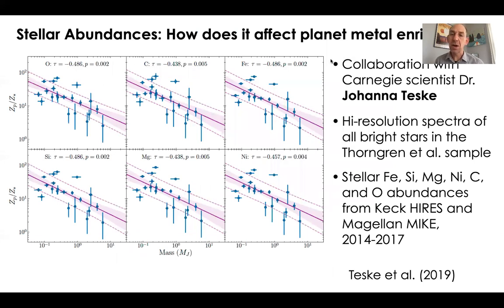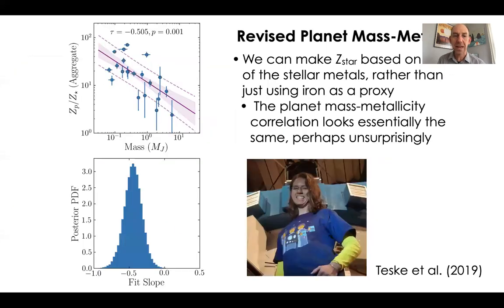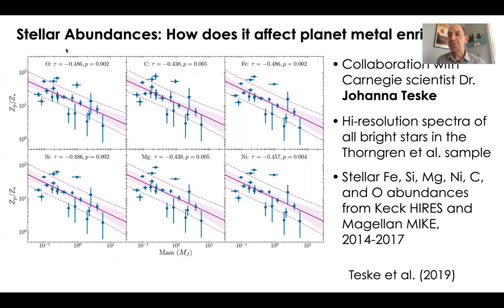One of the things that is relatively recent, when we combine the work of Thorngren with work from Johanna Teske, is that we can see there's an interesting connection between stellar abundances and how it affects planetary metal enrichment. I'm just going to skip ahead here. We can measure the abundances of a wide range of constituents. So in these parent stars, we can measure the oxygen abundance, carbon, iron, silicon, magnesium, and nickel. These are all the most important elements that form solids in hot Jupiters.